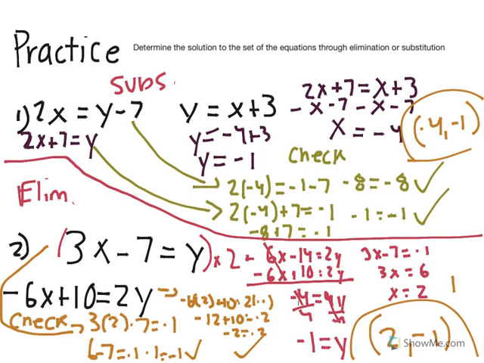Okay, here's the solutions and all the work. I have my check steps. On the top one, I did substitution. On the bottom one, I did elimination. And for number 1, I got the coordinate point negative 4, negative 1. And on the bottom, I got the coordinate point 2, negative 1.